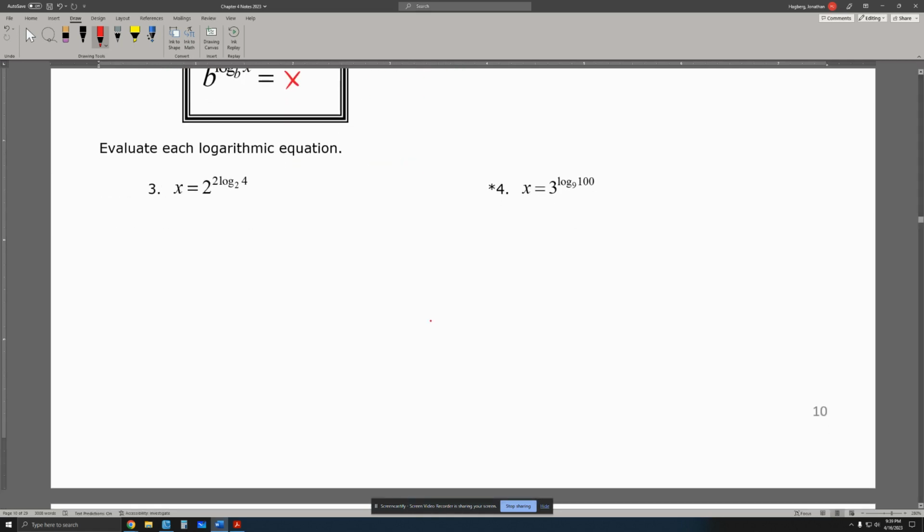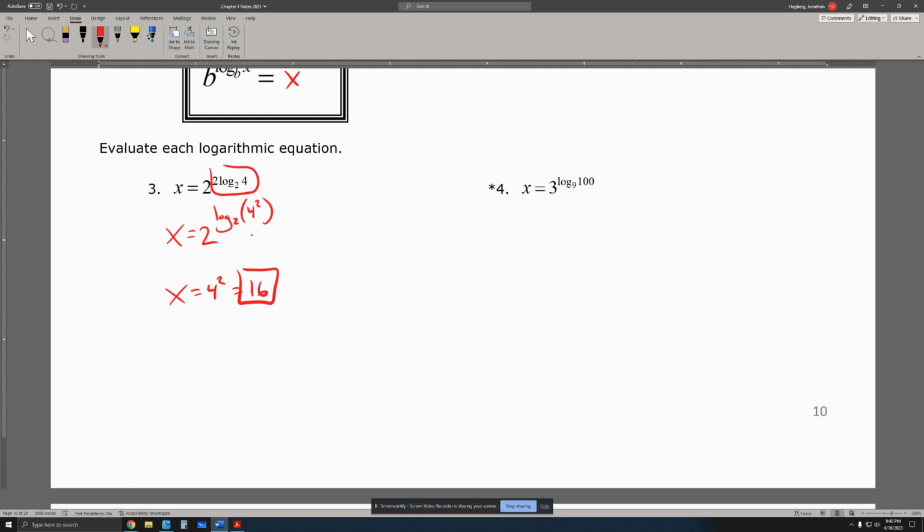So for something like number 3, where x is equal to 2 to the 2 log base 2 of 4, well, for this exponent, I see that we have our power rule. So this is equal to 2 to the log base 2 of 4 squared, or 16. Because we have that same thing, the exponential base is the same as the logarithmic base, it's just equal to the argument, or 4 squared. So x is equal to 16.